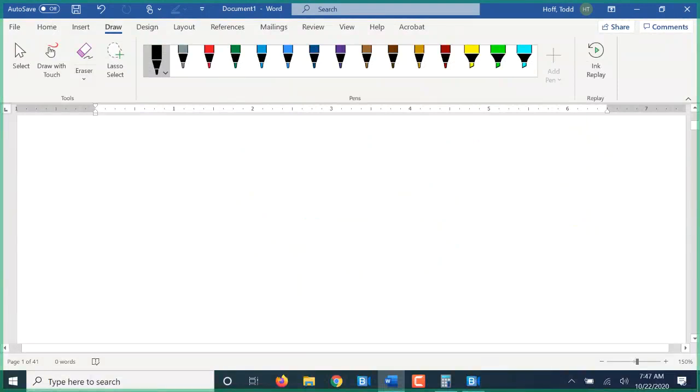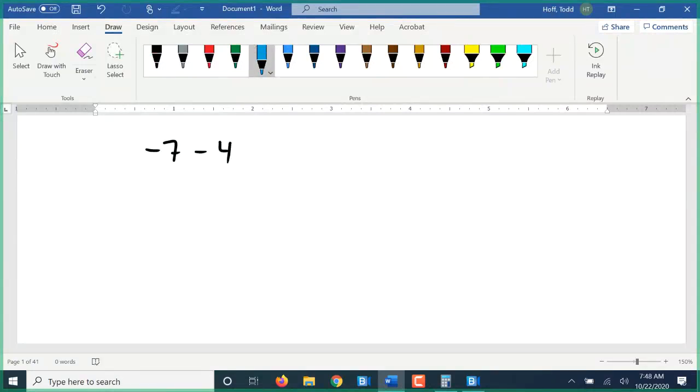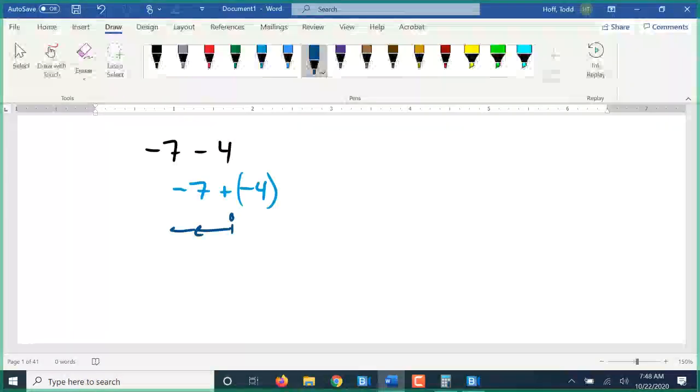Where it becomes more complicated is when we go to subtract. If you remember with these integers, something like negative 7 minus 4, we change that into adding the opposite. Negative 7 minus 4 became negative 7 plus the opposite of 4, which was a negative 4. So now that it's addition, we could do the number line again. Negative 7, negative 4, that's negative 11.